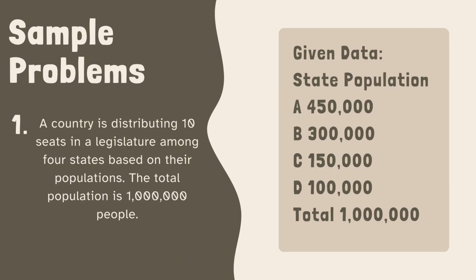A country is distributing 10 seats in a legislature among 4 states based on their population. State A has 450,000 population. State B has 300,000 population. State C has 150,000 population. And State D has 100,000 population. The total population is 1 million people.